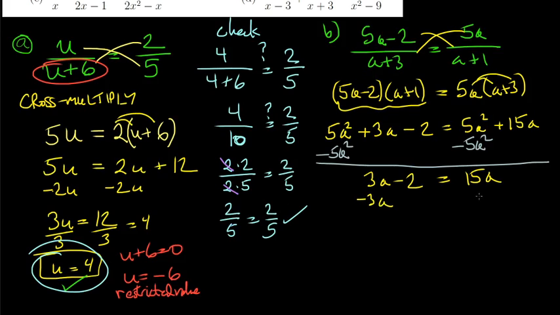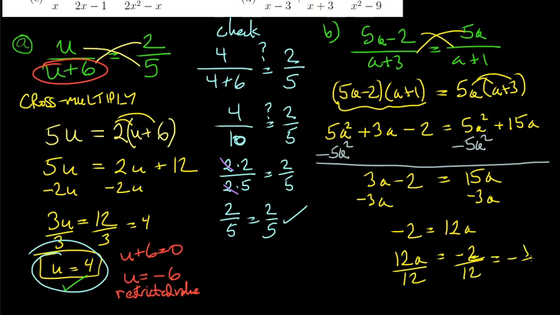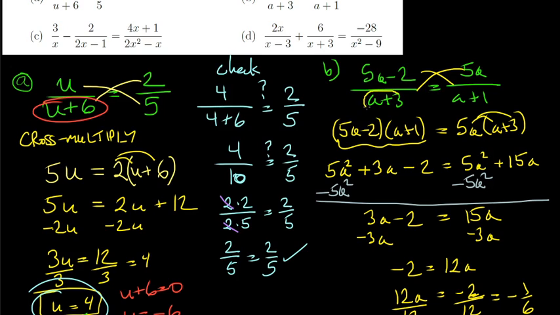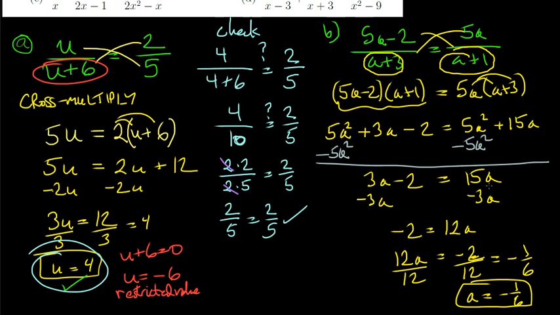And I would subtract the 3a from both sides, leaving you with negative 2 on the left and 12a on the right. So if that bothers you, just switch sides. We have 12a is equal to negative 2. And then just divide by 12. So negative 2 divided by 12 is negative 1/6. So a has to equal negative 1 over 6. And that was not a restricted value. The restricted values were negative 3 and negative 1. So I think that does it for part B, negative 1/6. I'll leave it to you to check.